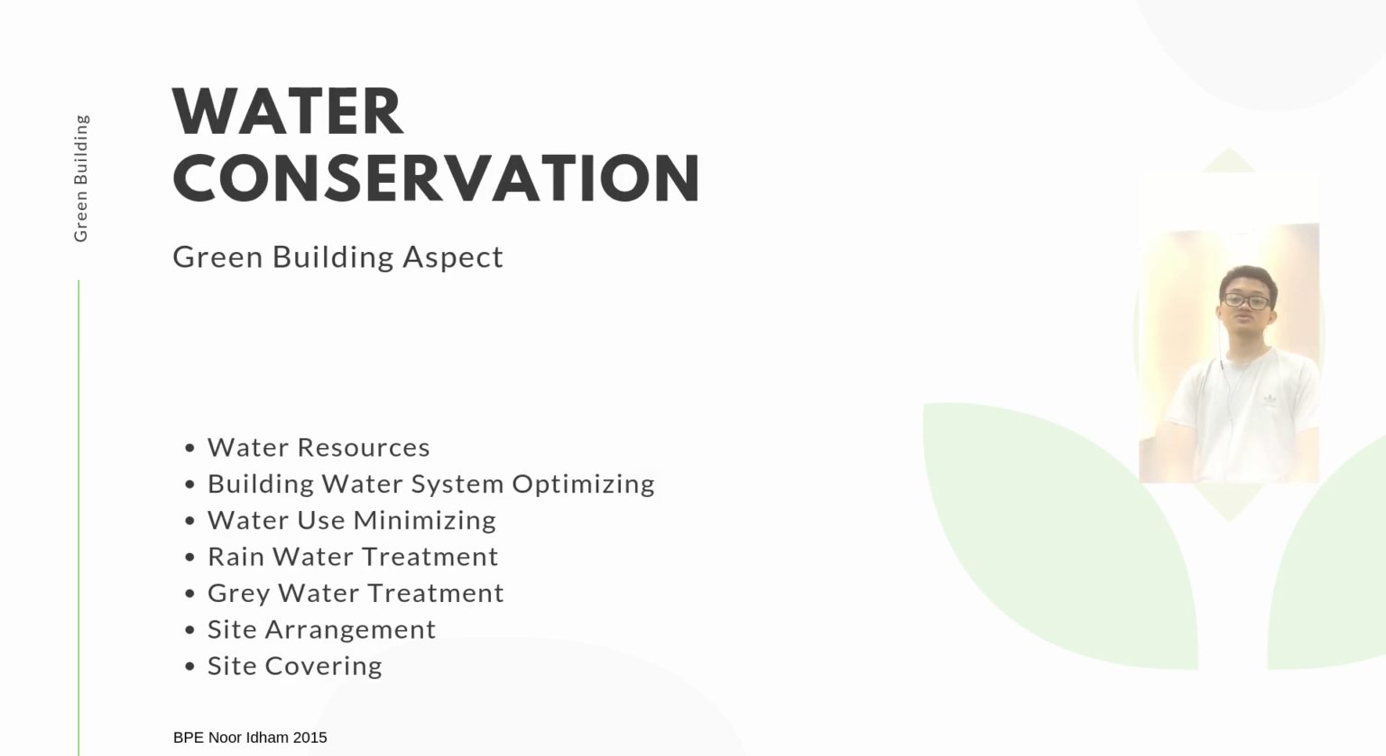And then water conservation. Now we know that water is the source of life, so we need to take care of it. Seriously take care of it, right? Firstly is water resource, and then building water system optimizing, water use minimizing, rainwater treatment, grey water treatment, site arrangement, and site covering. We need to take care of that to guarantee our life further, right?